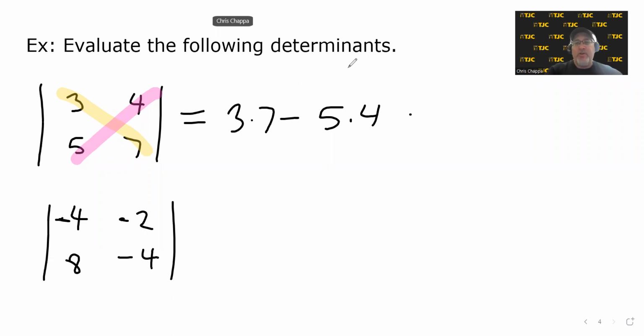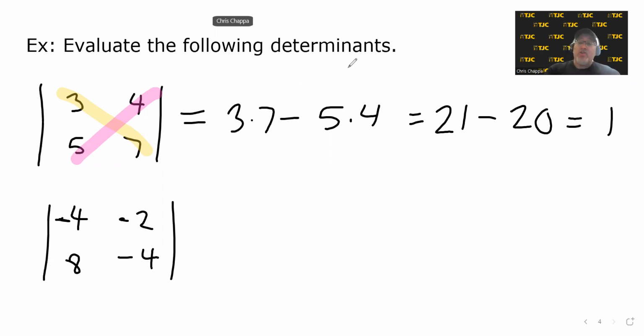subtract the results. Well, PEMDAS comes into place, or BODMAS, if you live somewhere besides the United States, order of operations, and we do the multiplication first, so 3 times 7 is 21, and 5 times 4 is 20, and then we subtract the products, and so this determinant is equal to 1.